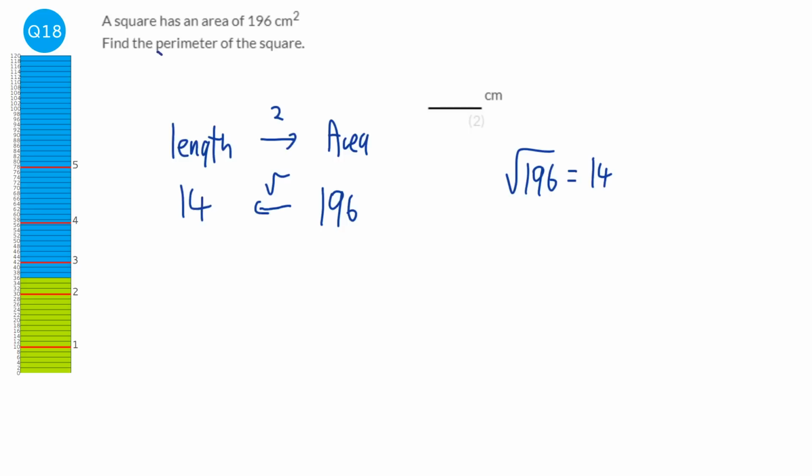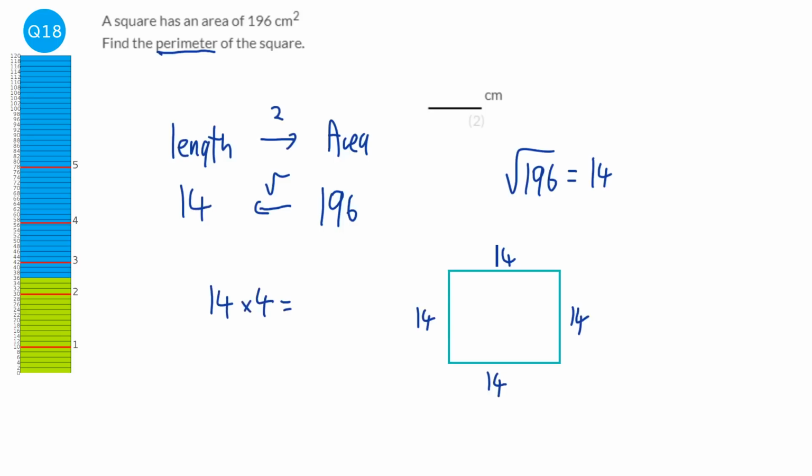So to work out what the perimeter is going to be, the distance around the square. So if I draw a square out, we know that each of these lengths are 14. So it's just going to be 14 times 4, which will be 56.